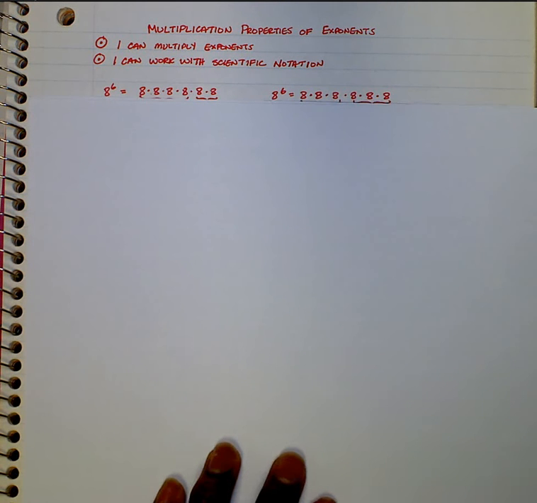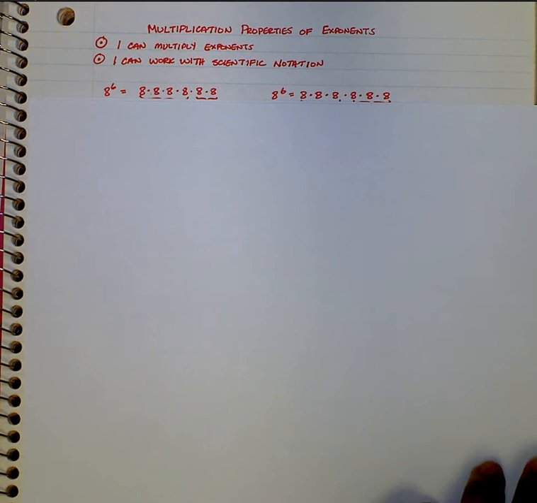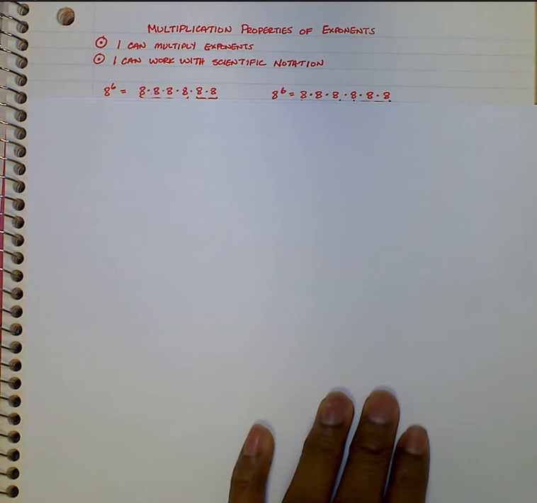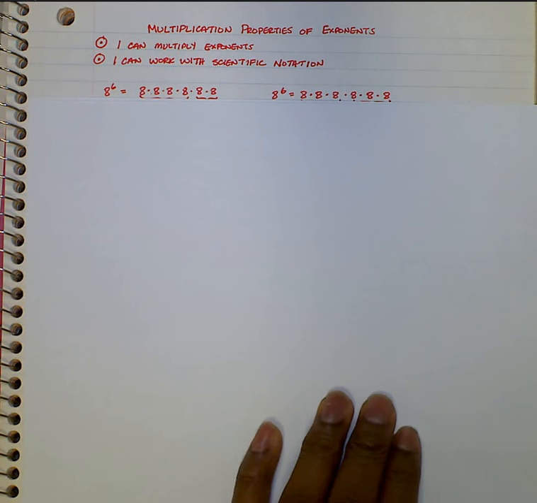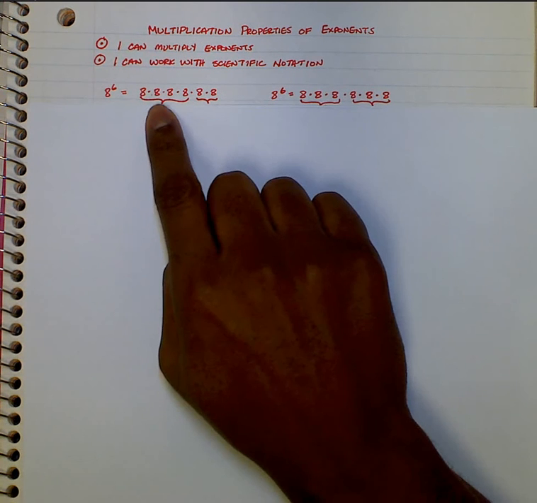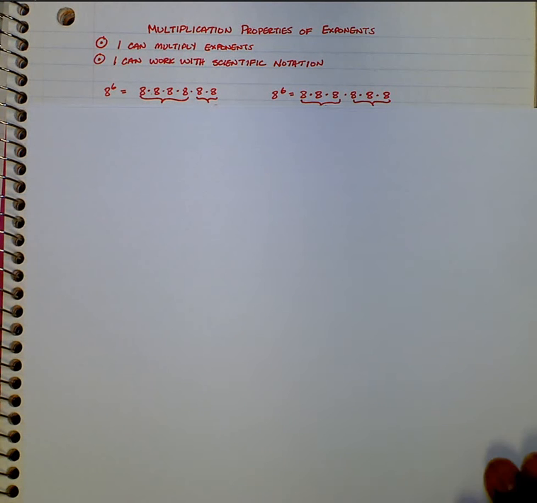I have 8 to the 6th power written out twice. What I want to point out is grouping, how we can group these things together to show our multiplication properties of exponents. Both here we have 8 to the 6th, and you know that 8 to the 6th just means 8 times itself 6 times.